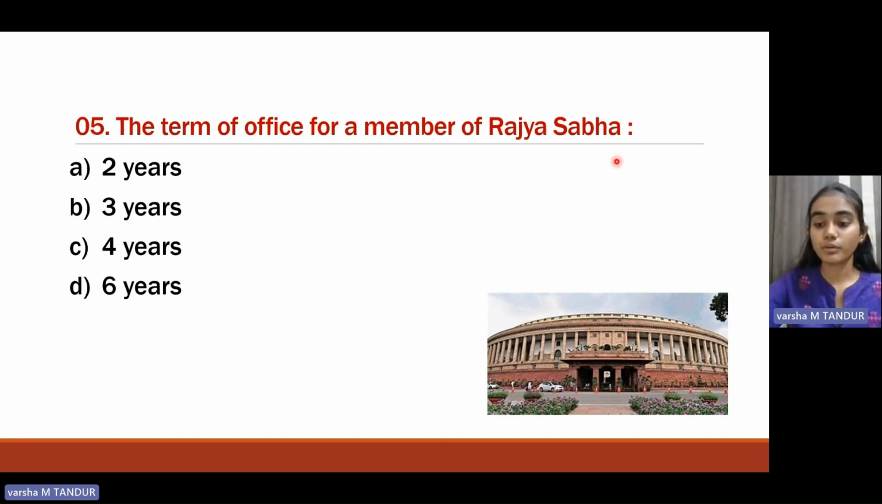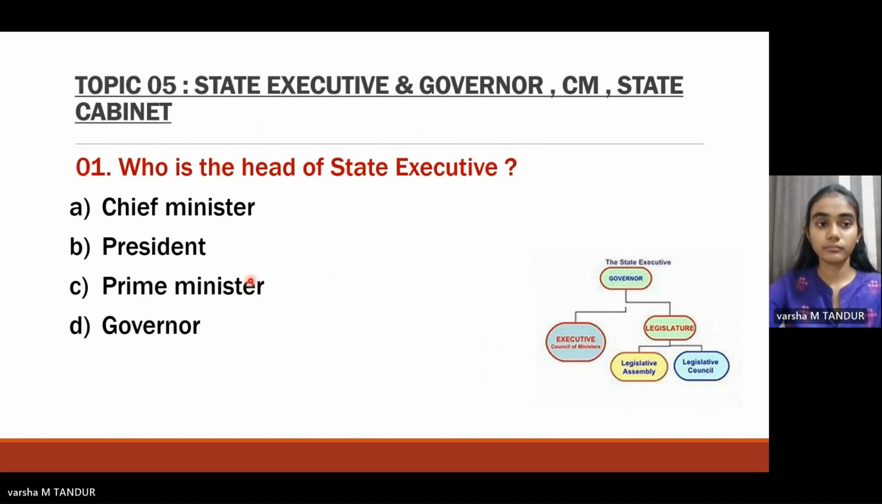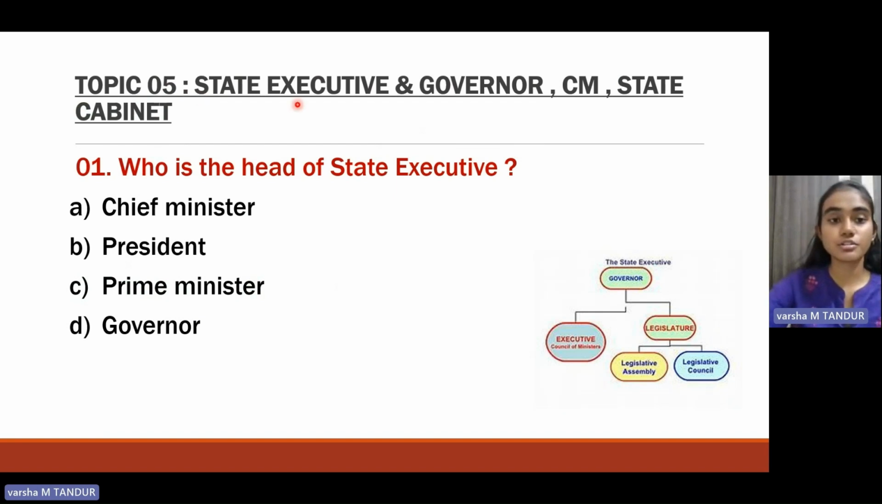The term of office for a member of Rajya Sabha: Option A, 2 years, Option B, 3 years, Option C, 4 years, and Option D, 6 years. It is always 6 years only. The last subtopic under the Indian Constitution is the state executive and governor, the chief minister, and the state cabinet. Under that, the first question is, who is the head of the state executive? Option A, Chief Minister, Option B, President, Option C, Prime Minister, and Option D, Governor. It is the option Chief Minister only.